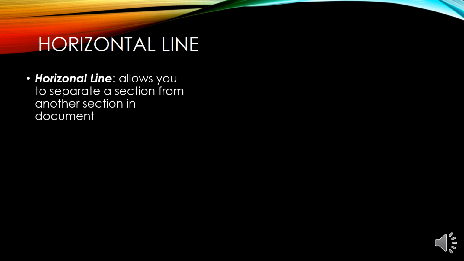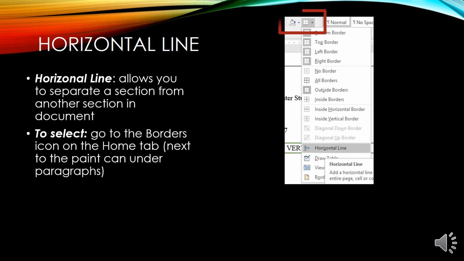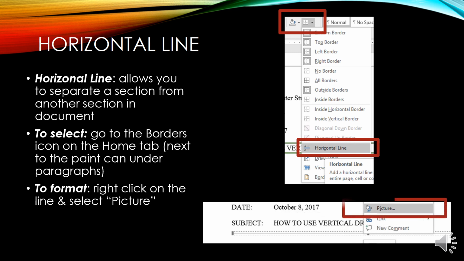The horizontal line. The horizontal line lets you separate a section from another section in a document. To select the horizontal line, go to the Borders icon on the Home tab that's right next to the paint can underneath the Paragraphs toolbar ribbon. Scroll down the list until you see Horizontal Line and select it. To format the horizontal line, right-click on the line and select Picture. This will allow you to change the width, the size, and the color of the line.